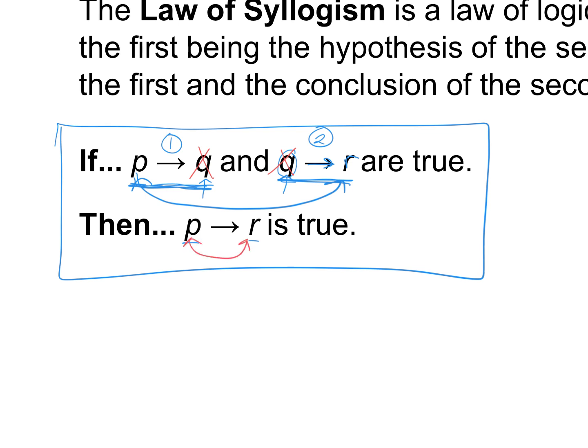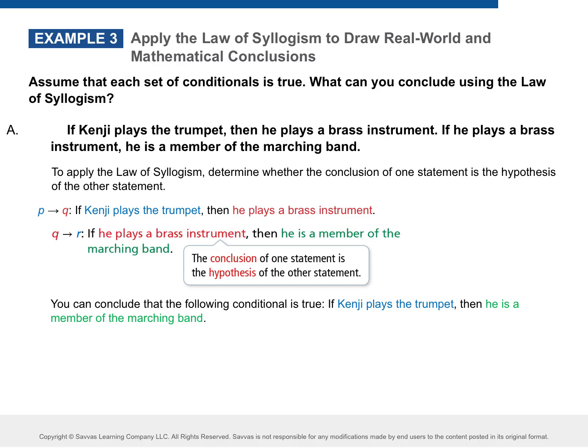Okay, we're going to look at an example. It's okay if that doesn't make sense. Let's look at this one right here. So with law of syllogism, you're going to have two if-then statements. Your goal is to make one from the two.